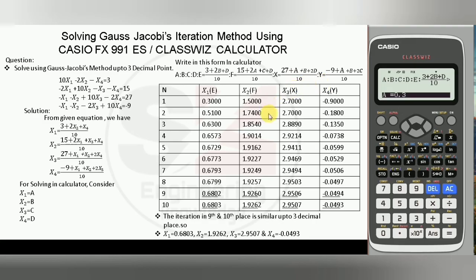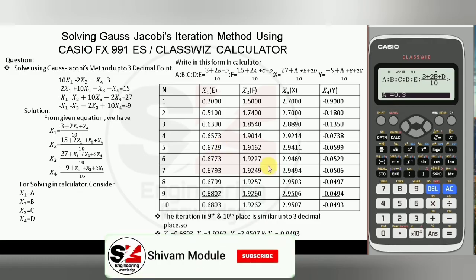So that's all, friends. In this way you can solve Gauss-Jacobi's iteration method in a minute by using this method.